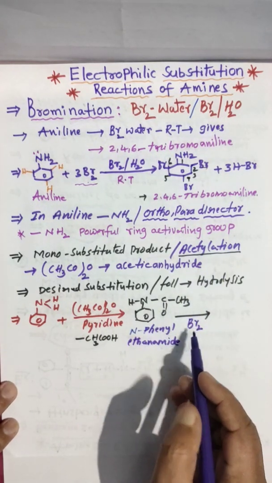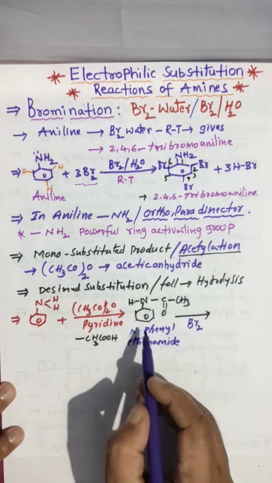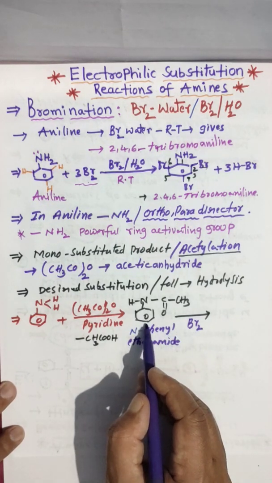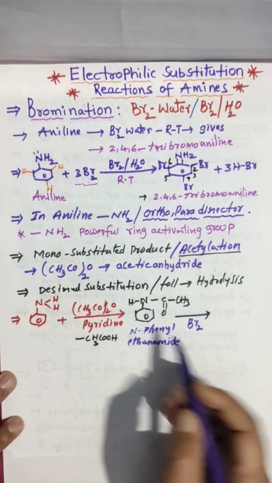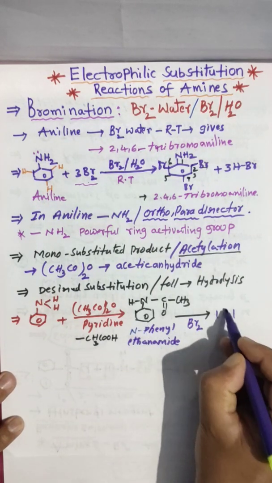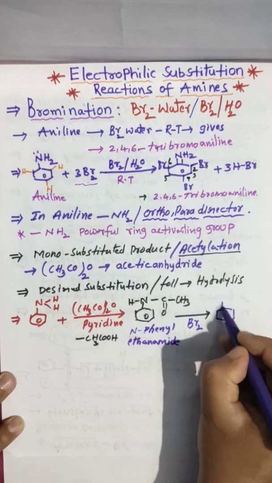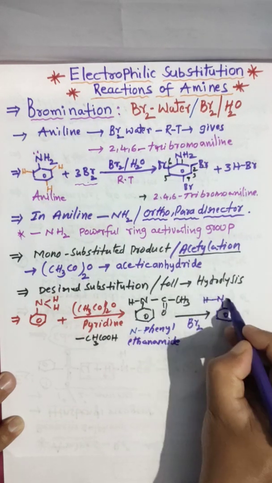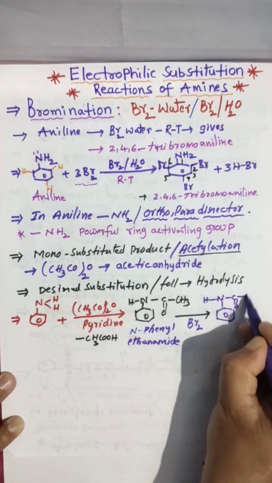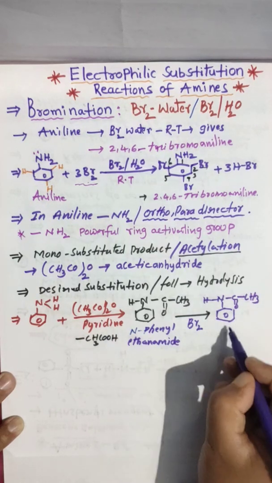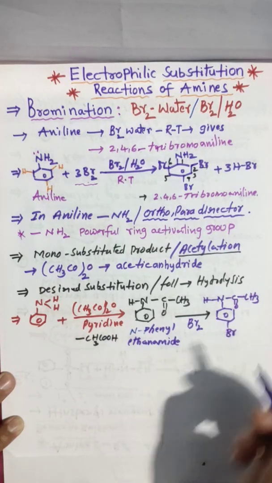Now one bromine will attack at the para position. Clear? One bromine will attack at the para position. This is NHCOCH3.